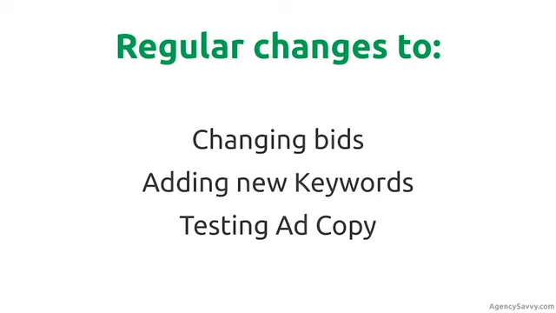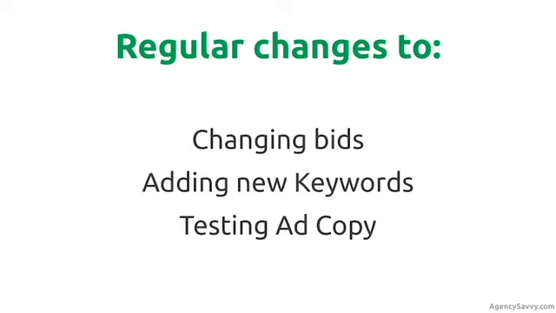So, changing bids. If something is working, if it's converting and it's profitable, then we're going to bid it a little bit higher. If it's not working, we're going to bid it a bit lower. Still not working, bid it lower still. Still not working, bid it even lower or maybe even pause that particular keyword. If it's working well, bid it up. It's really working, yep, bid it up.